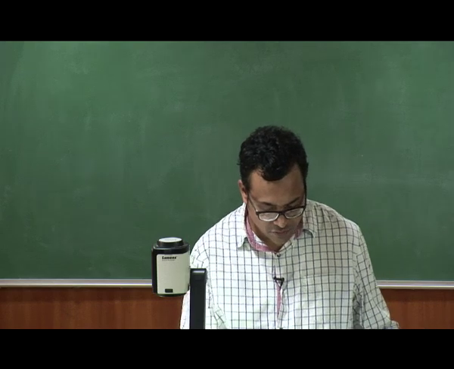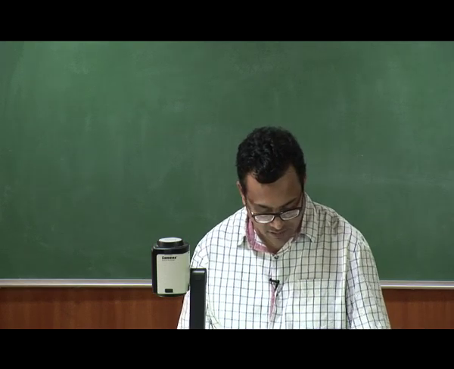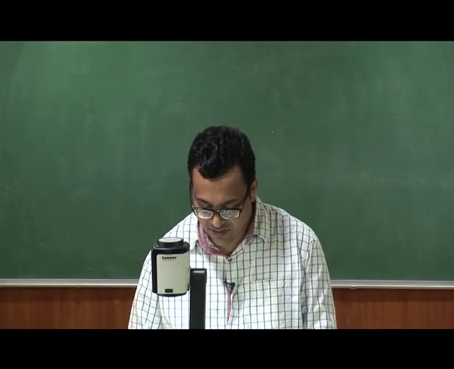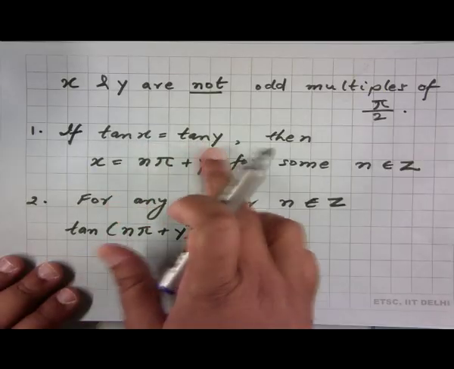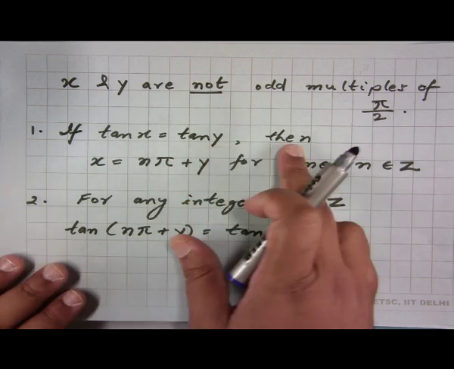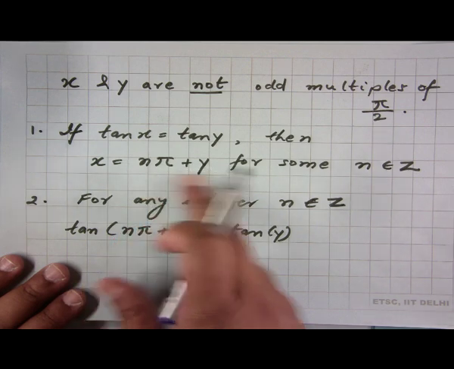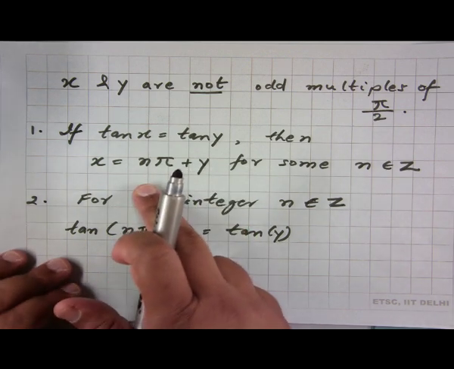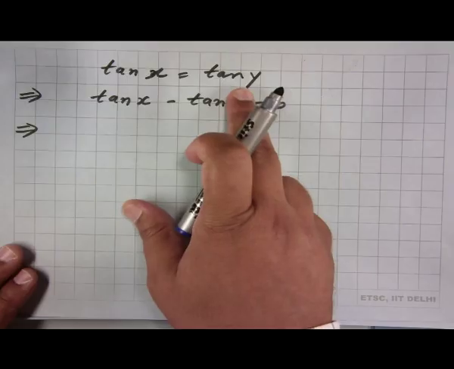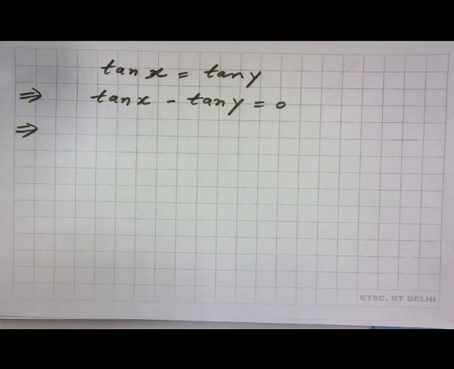And then we will also show that the reverse statement holds, which is that if tan x and tan y are equal, then it must hold true that x is equal to n pi plus y for some integer n. So, let us say we have tan x equal to tan y, and x and y are not odd multiples of pi by 2.